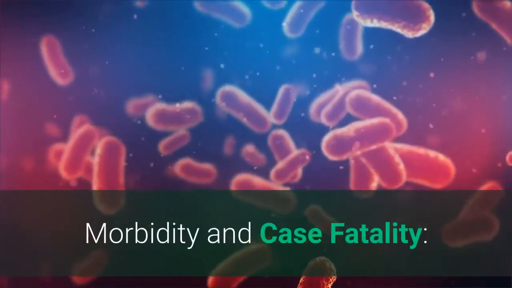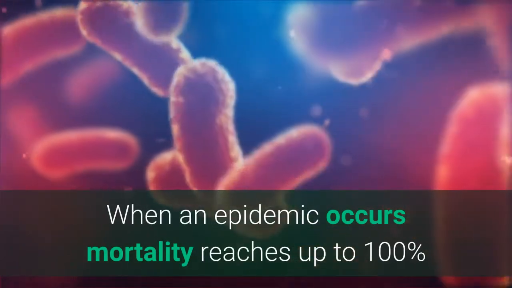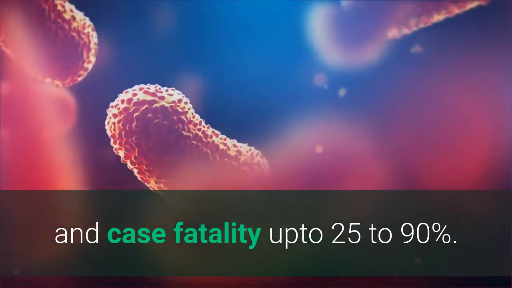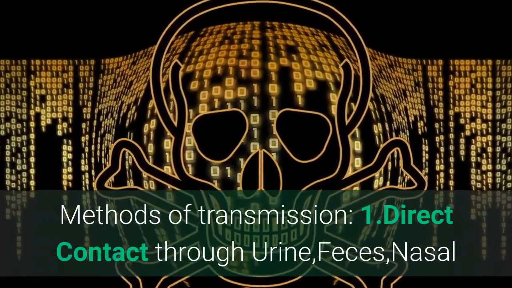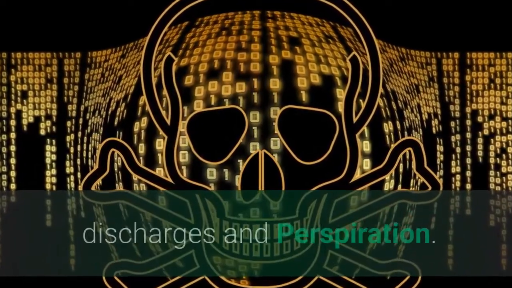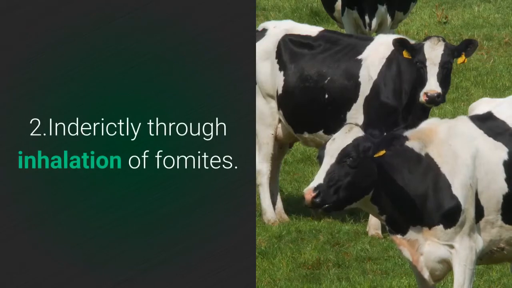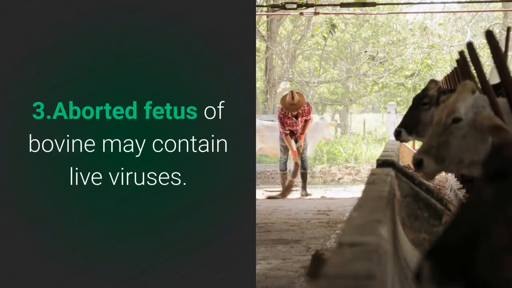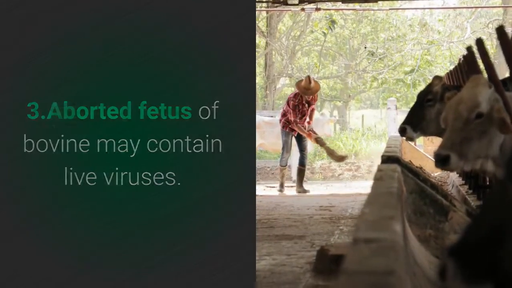Morbidity and case fatality. When an epidemic occurs, morbidity reaches up to 100% and case fatality up to 25 to 90%. Methods of transmission. 1. Direct contact through urine, feces, nasal discharges and perspiration. 2. Indirectly through inhalation of fomites. 3. Aborted fetus of bovine may contain live viruses.